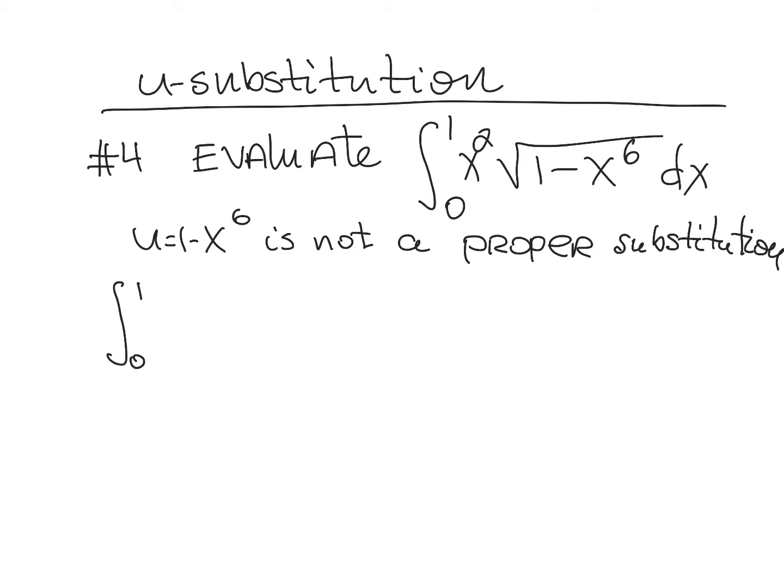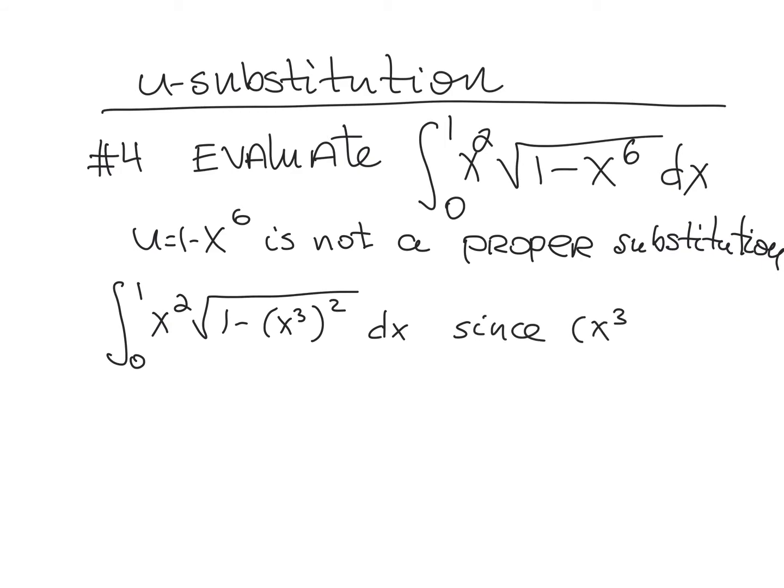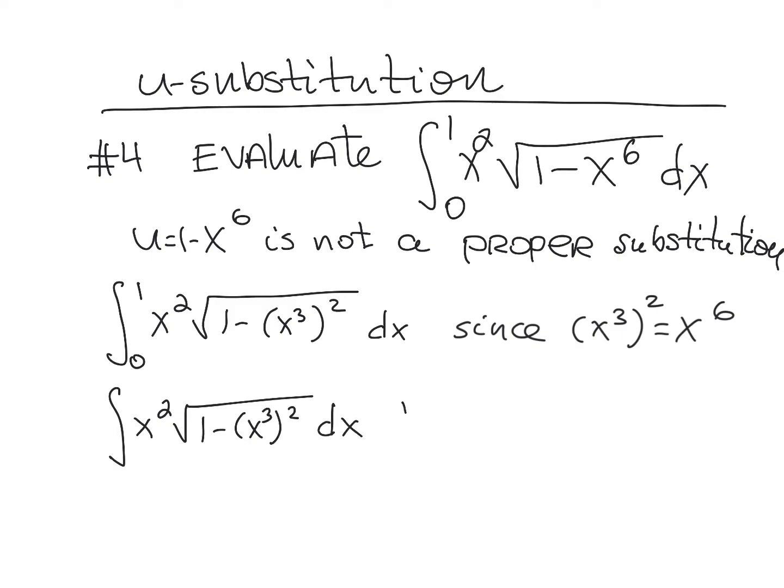Instead, we want to rewrite this integral in the following way: the integral from 0 to 1 of x squared and then square root of 1 minus x cubed squared. We can do that since x cubed squared equals x to the 6. So now the proper way is to find, or at least attempt to find, the antiderivative using u-substitution. We'll actually never get there, but we'll solve the problem along the way.